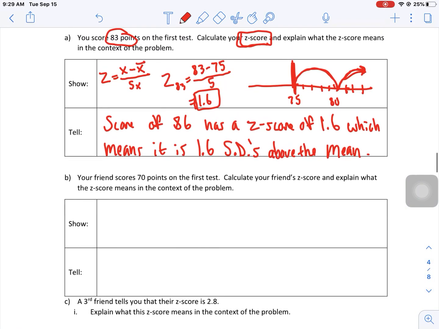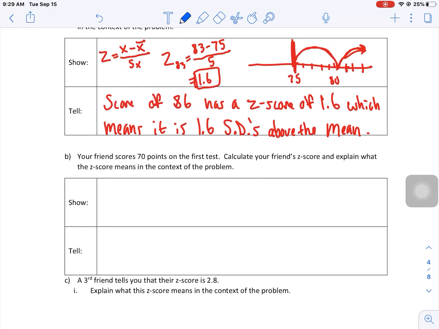All right, let's look at this next example. Our friend scores 70 on his test. Let's calculate his z-score. Using that same formula, I'm going to use my value minus the mean. So my value is 70 minus the mean of 75, divided by the standard deviation of 5. This one I am going to show my work a little more, because we get a negative number in the numerator. 70 minus 75 is negative 5 over 5. And this gives us a negative z-score.